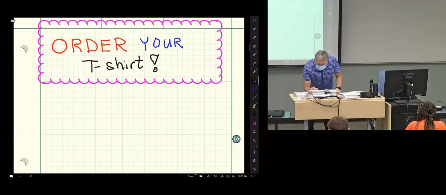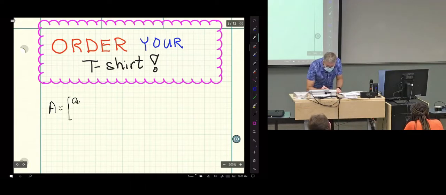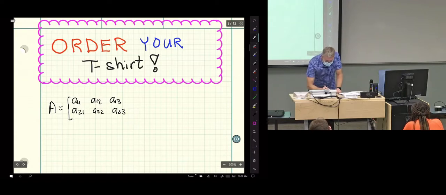Okay, so let's get down to the brass tacks. I'm going to take first a very general thing. I'm going to write a 3x3 matrix. A21, A22, A23, and then A31, A32, A33. Okay?